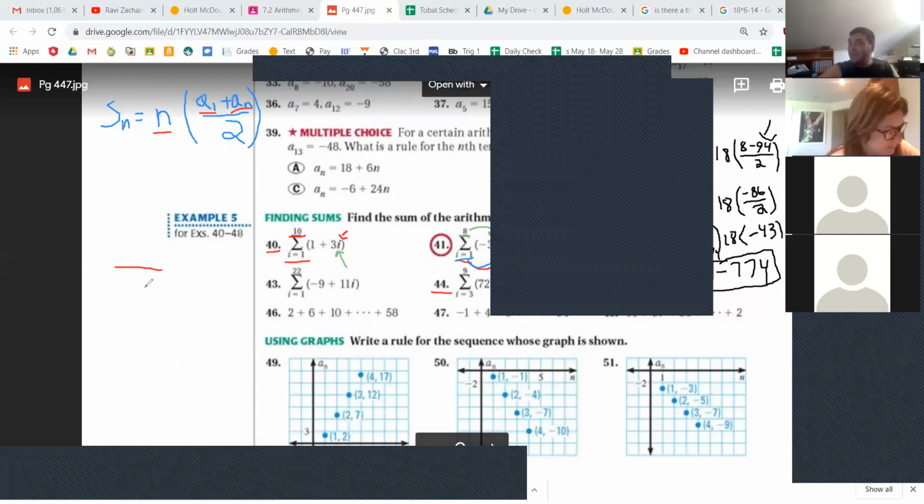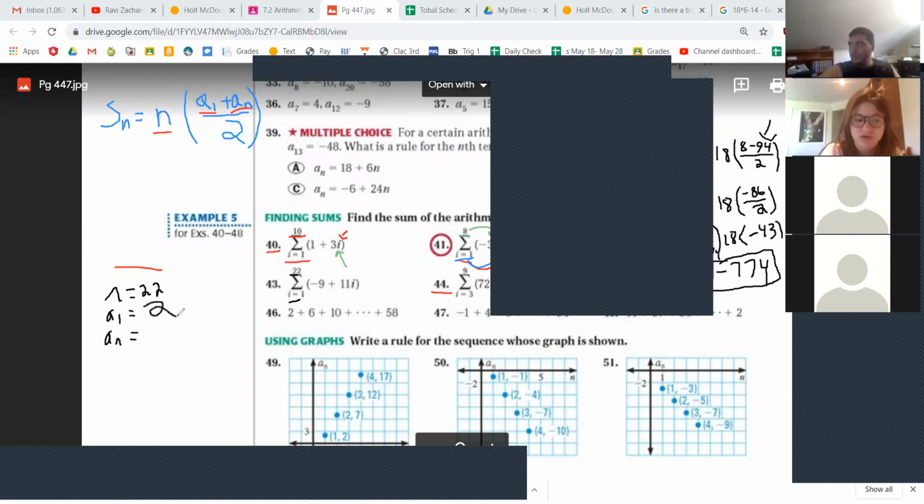So let's do number 43, it's 1 to 22. Okay. So N is 22. Good. And then A1 is negative 9. We're going to plug in positive 1. So that'd be negative 9 plus 11. Negative 9 plus 11 is going up.